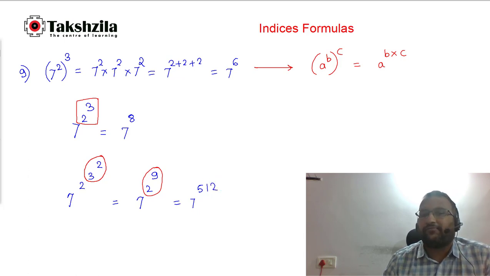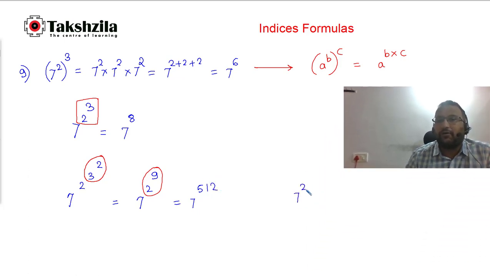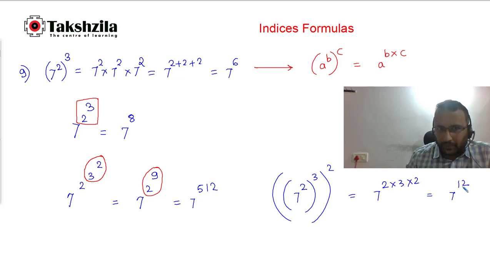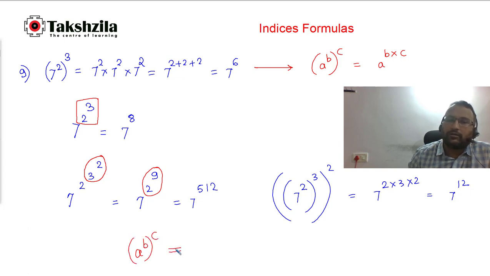If there is a bracket, for example, if it is ((7 to the power 2) to the power 3) to the power 2, then it becomes 7 to the power 2 into 3 into 2, that is equal to 7 to the power 12. So over here what we need to remember is (a to the power b) to the power c is not necessarily equal to a to the power b to the power c.